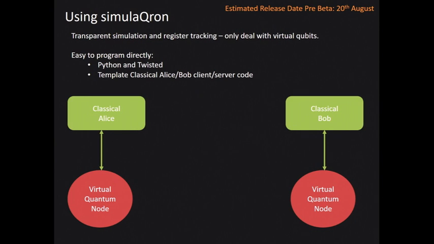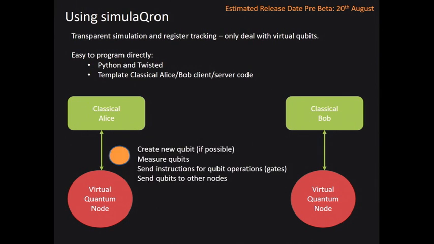And what it allows you to do is start up these virtual quantum nodes. You can also have a classical program, basically. And so you can have classical communication between these two, and you can access, as you would with hardware, say, create new qubits, measure qubits, send instructions to perform these things, and also send instructions to send qubits to other nodes in the network. Indeed, so they talk to each other classically.